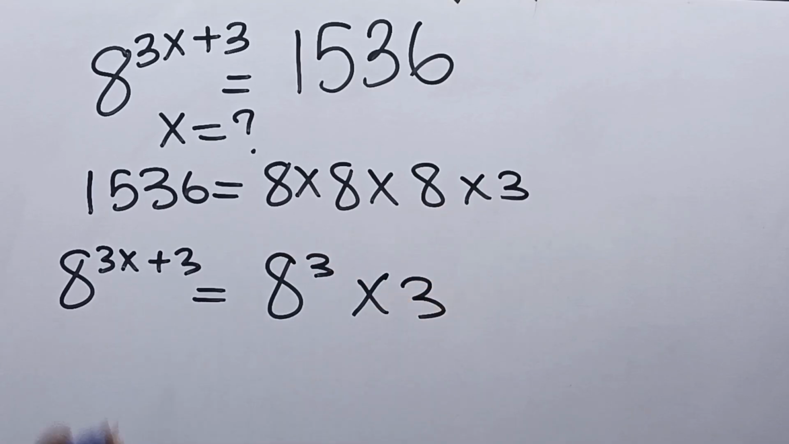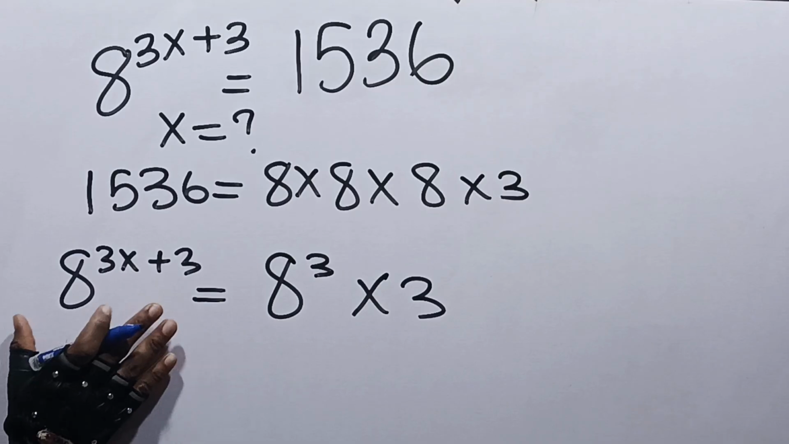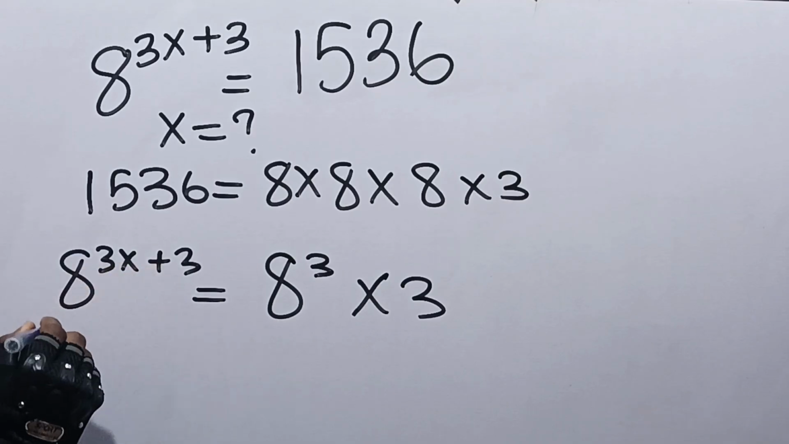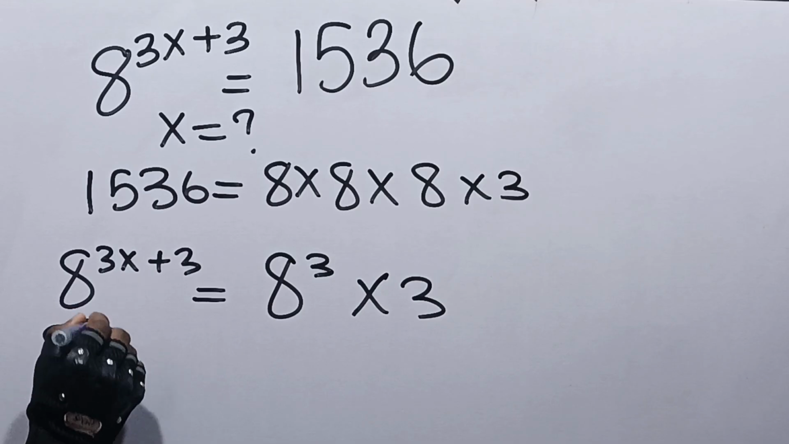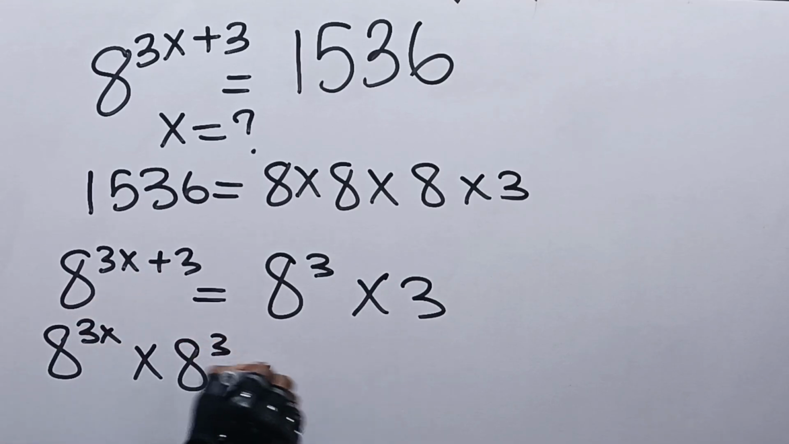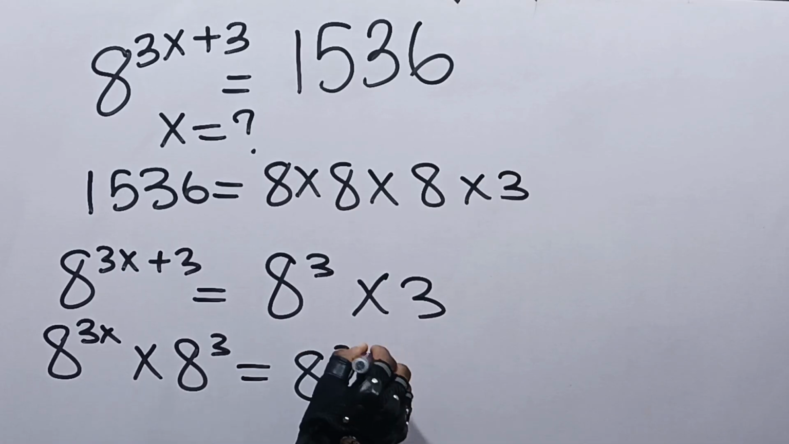Okay? Now when you have multiplication of numbers in the same base, you add the powers. So what we're going to do is to split this up. So we have 8 raised to the power 3x, then instead of plus, we'll have times 8 raised to the power 3 to be equal to 8 raised to the power 3 times 3.